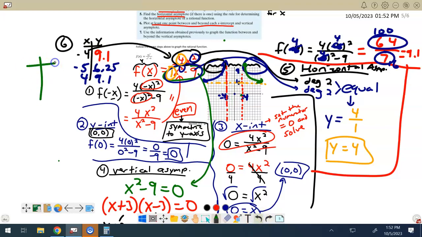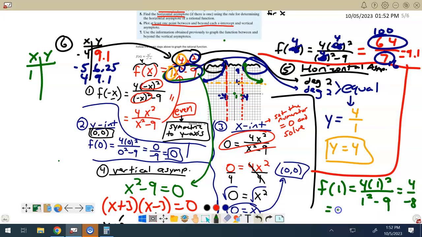So continuing with our plotting of points, I already have 0, so I don't need to plot that point again, but I'll pick 1, right? 1 seems like an easy one to work with. I'll do that down here. So I'm going to plug in positive 1 for x. I get 4 times 1 squared over 1 squared minus 9. And that's going to give me 4 over negative 8, which is going to give me negative 1/2. So I'll get negative 1/2 here, which means it goes below, right?